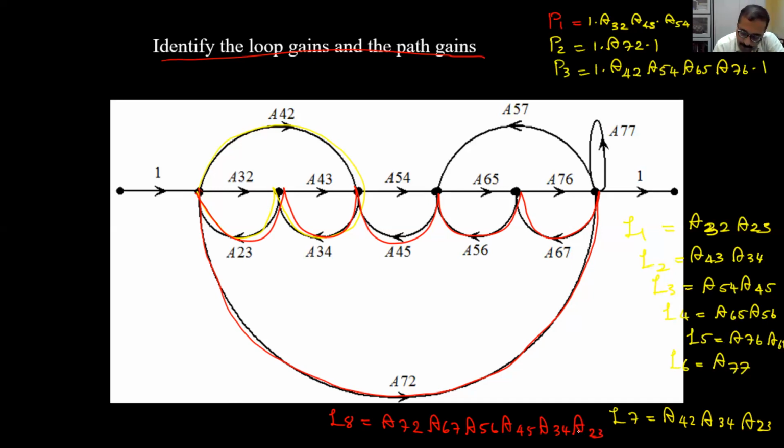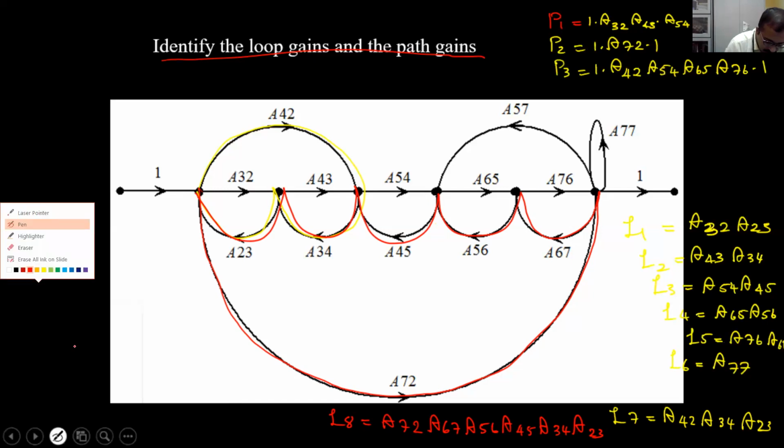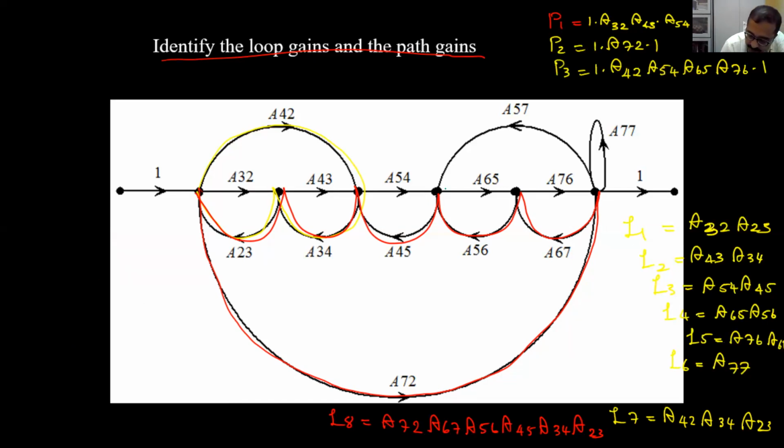Any other loop? Yeah. 6,5; 7,6; 5,7. That is another possible loop gain. Okay. So L9 will be what? A65, A76, and A57. Okay. Any other possibility?